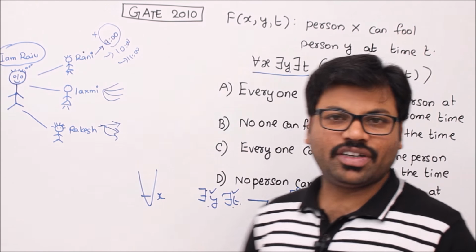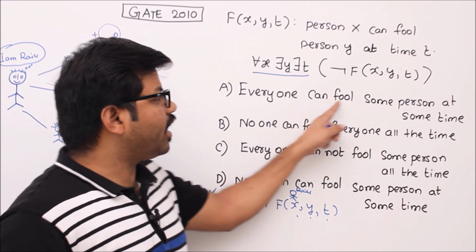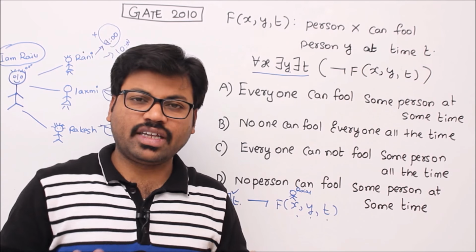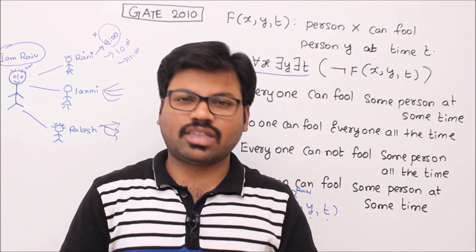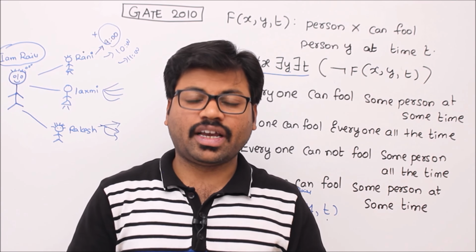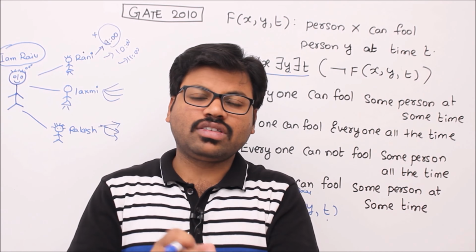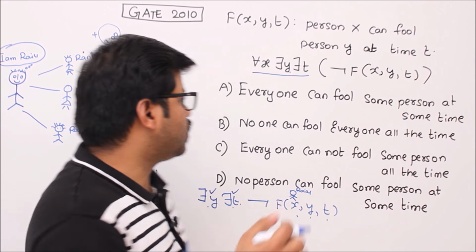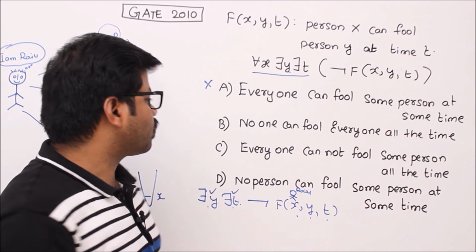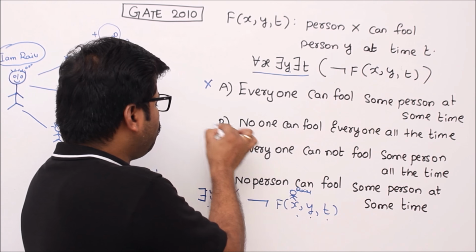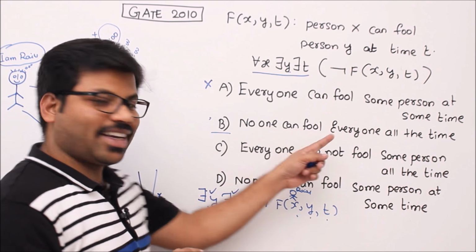See option number 1. Everyone can fool some person at some time. It's not about fooling. How can you say that everyone can fool some person at some time? I don't have that information. I have information that everyone cannot fool some person at some time. Correct? So that's why option A is wrong. Now see option B. Let me postpone option B. I will tell you because it's a correct answer.